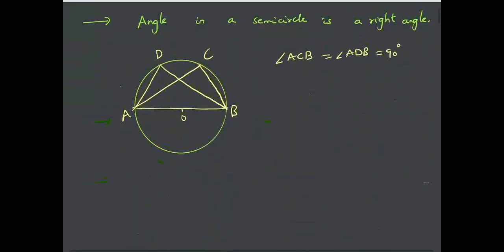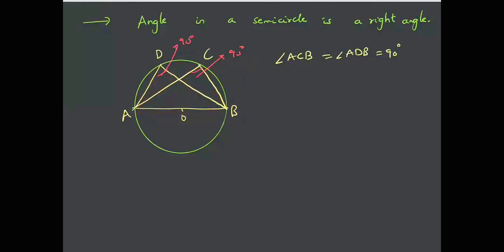An angle in a semicircle is a right angle. This also I think we have done, because if AB is the diameter, then you know that the angle at the center is 180 degrees. So the angle at the circumference will be half of 180. That will be 90. So angle ACB would be 90 and angle ADB would also be 90 degrees. Fine. So both these angles will be 90 degrees.